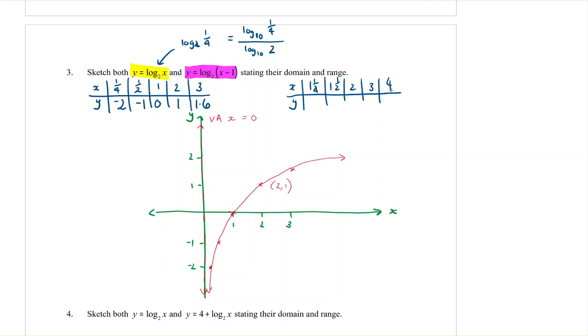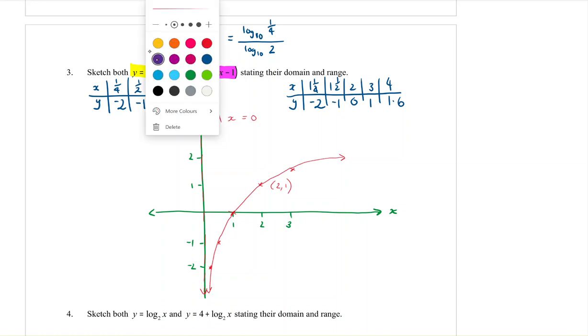Guess what happens when you type those in? Do the first one. You're going to do log base 10 of 1 and a quarter over log base 10 of 2. What are you going to get? -2. All the y values are actually going to be the same because my graph has just been moved across horizontally one place. Okay, so I'm going to draw that in a different color. What's a good color? Purple.